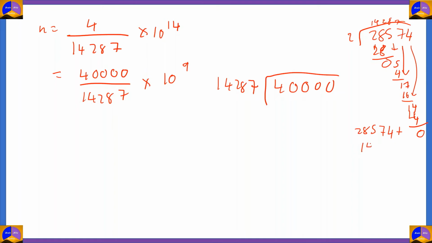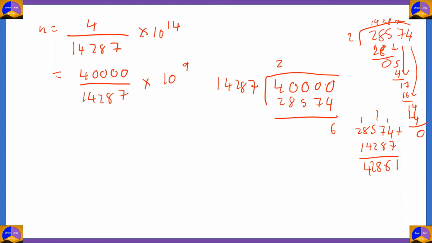Let's look at what 14287 times 3 looks like. 7 plus 4 is 11. 8 plus 8 is 16. 6 plus 2 is 8. 8 plus 4 is 12. And then we have 4. So 14287 times 3 is 42861, which is greater than 40,000. So let's stop with 2. So it'll be 28574.